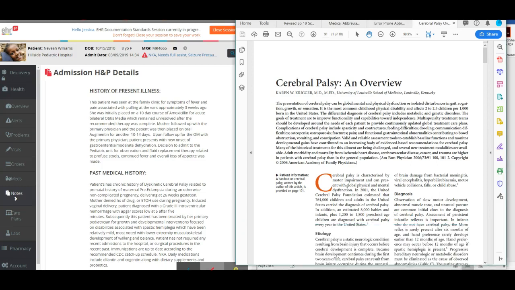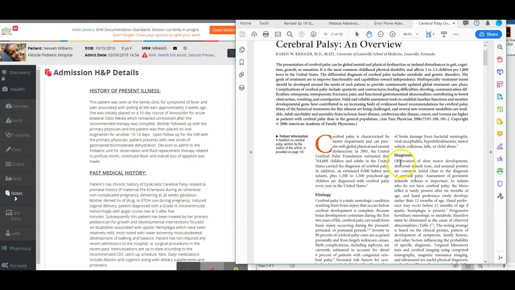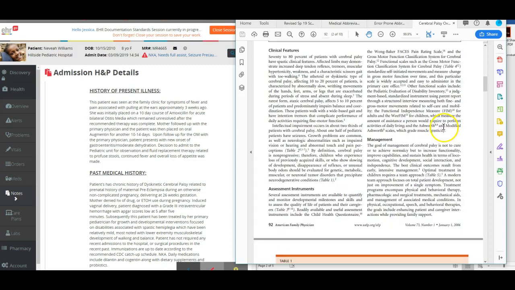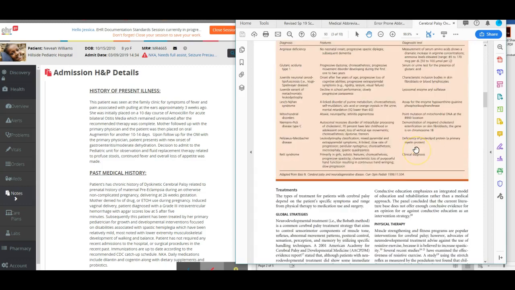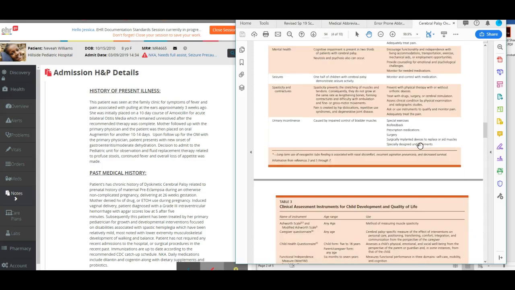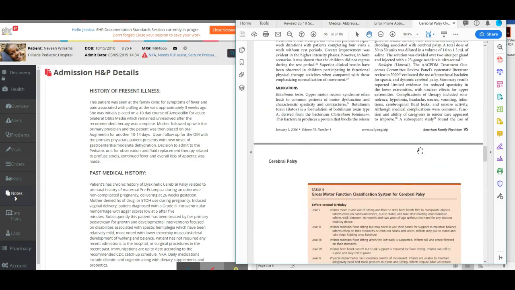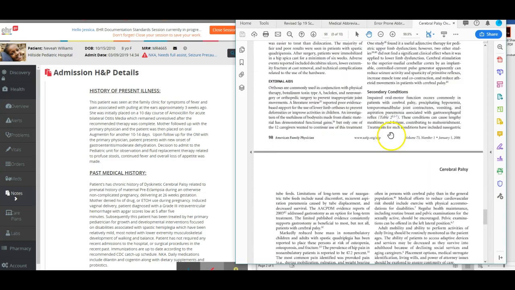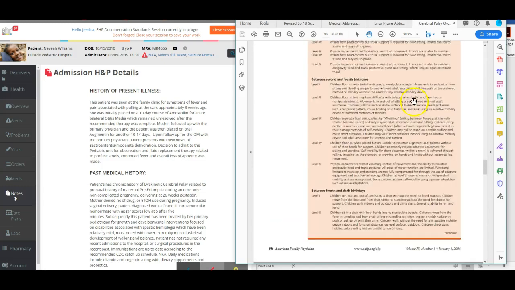I'm going to drop this down here, and read through this article, this literature that was available to you in those resources provided by the University of Louisville School of Medicine. And so you would read through this, and here's information on the etiology, the diagnosis, clinical features, management, how it's assessed, treatments, medications, all kinds of information on cerebral palsy. So you can read through this and answer probably several of the questions.